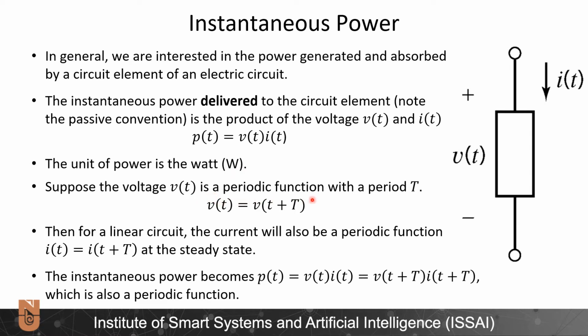Suppose v(t) is a periodic function with a period T. Mathematically, we can write this as v(t) is equal to v(t plus the period T). Then, accordingly, the current will also be a periodic function, which can be represented as i(t) is equal to i(t plus the period T). And accordingly, the instantaneous power p will also be a periodic function.